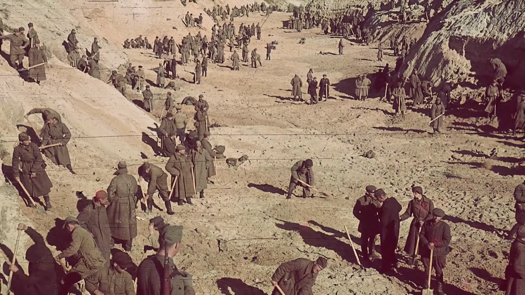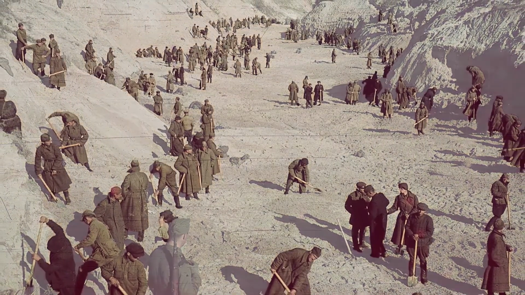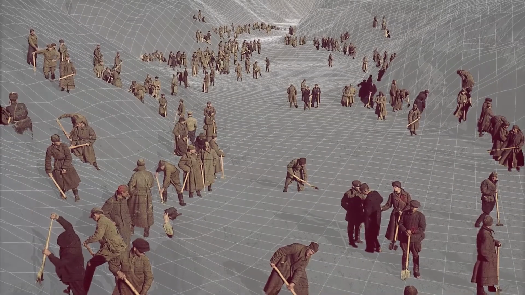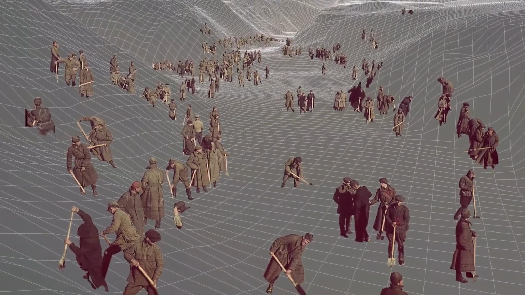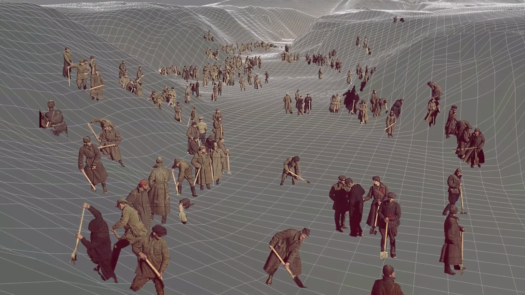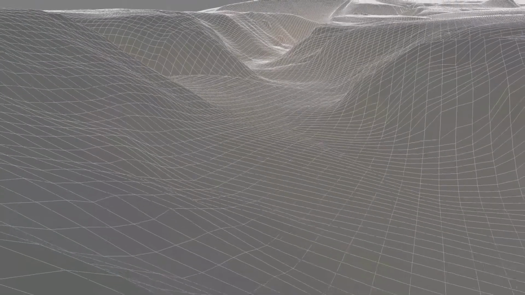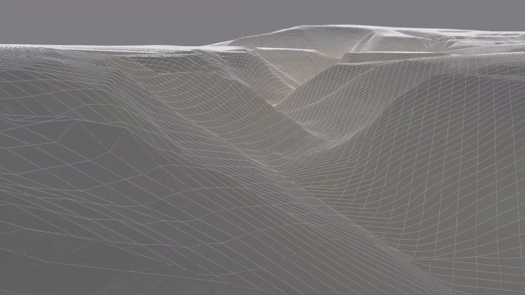For example, in this photo taken on October 1st, 1941, the day after the mass execution, Soviet POWs are seen covering the ravine where tens of thousands of dead bodies are buried. We can see that the depth of the ravine in this photo here is visibly lower than it was in 1924.